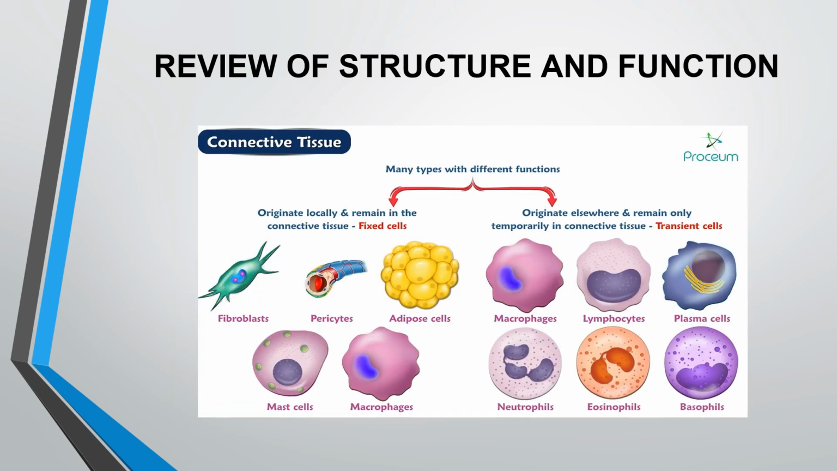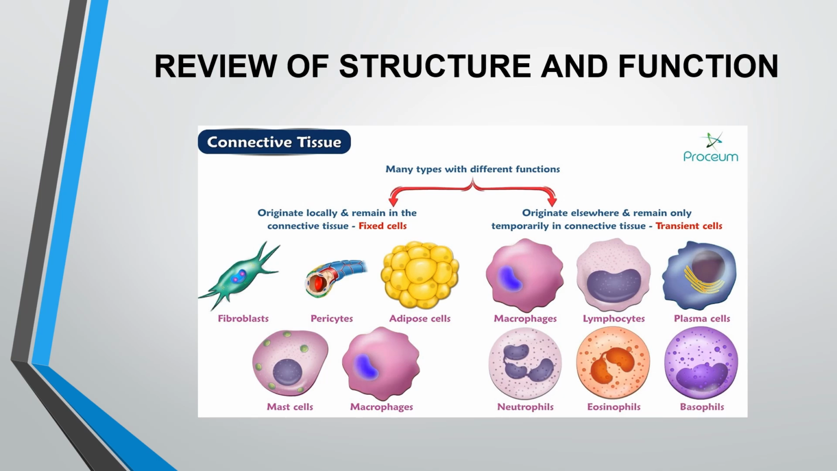And connective tissue is the unsung hero here of the body. It supports, binds, protects, transports, stores, and insulates. Basically, it holds everything together and cleans up after everyone else. This slide also introduces an important concept we'll keep coming back to: fixed cells versus transient cells. Fixed cells, like fibroblasts and adipocytes, live in the tissue long term. They're residents. Transient cells, like macrophages, lymphocytes, neutrophils, are more like visitors who show up when something goes wrong.